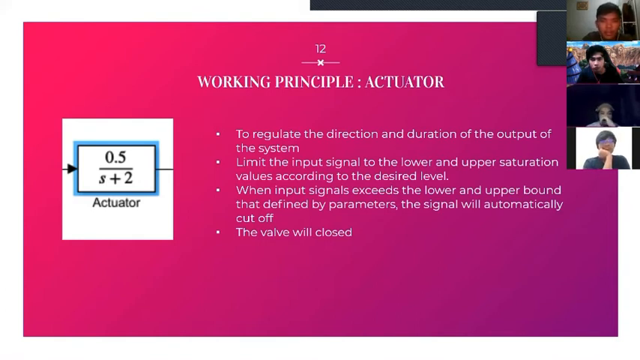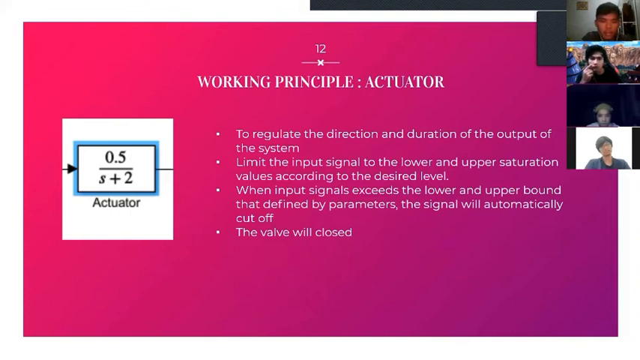Okay, so I will proceed with the next component, which is the actuator. The function of the actuator is to regulate the direction and the duration of the output of the system. Basically, it limits the input signal to the lower and upper saturation values according to the desired level. Based on the MATLAB simulation of this project, the actuator is represented by the saturation. When the output signal exceeds the lower and upper bounds defined by the parameters, the signal will stop accepting the transmission signal and it will automatically cut off.